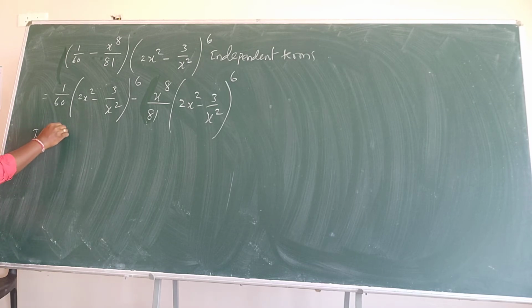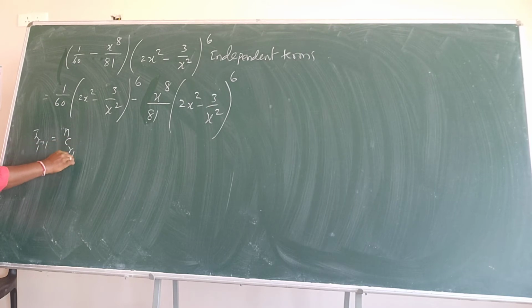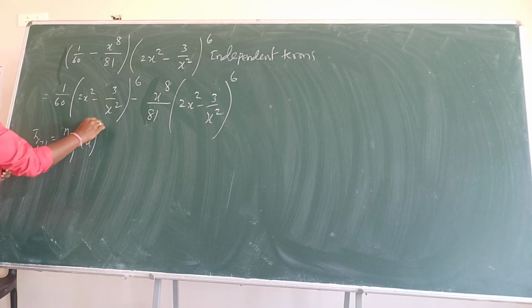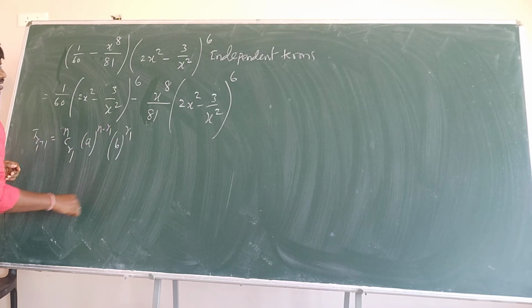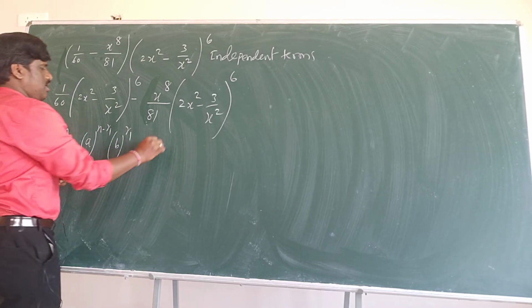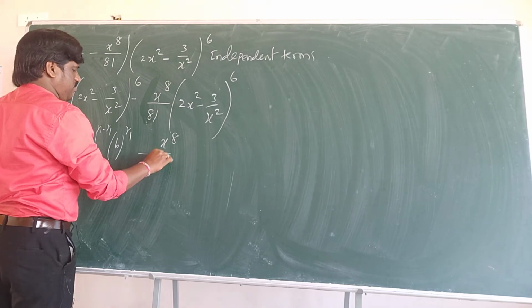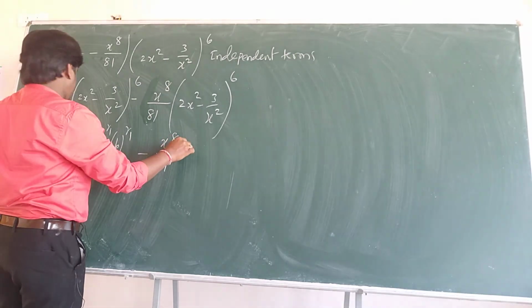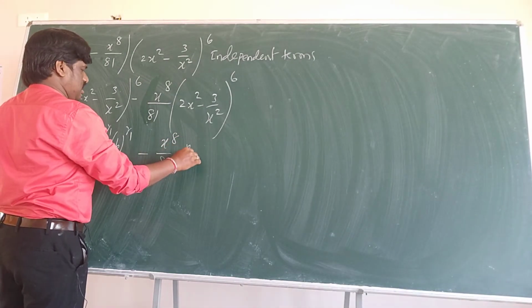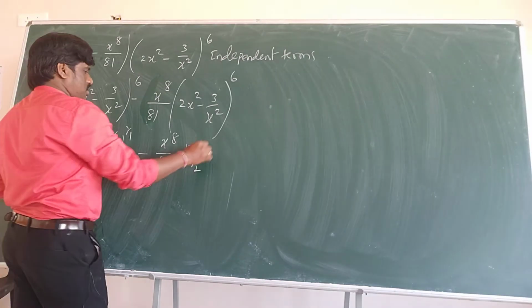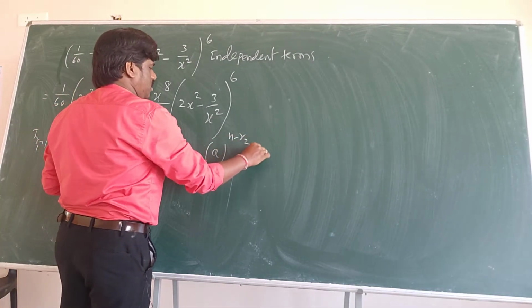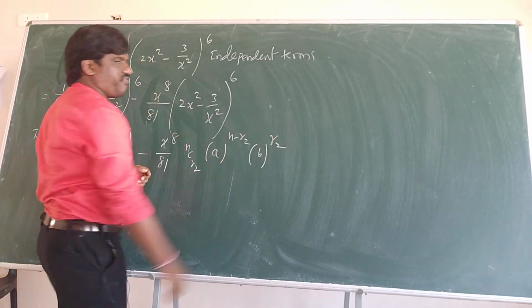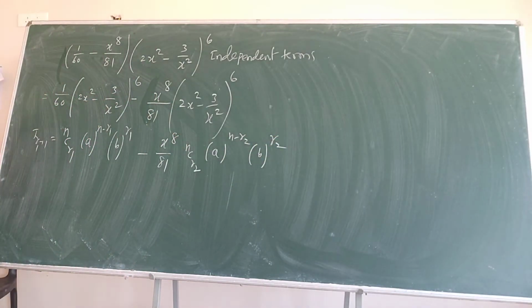So the general term is nCr1 a to the power of n minus r1 into b to the power of r1 minus x power 8 by 81 into nCr2 into a to the power of n minus r2 into b to the power of r2. I wrote the formula, okay? I just wrote the formula.